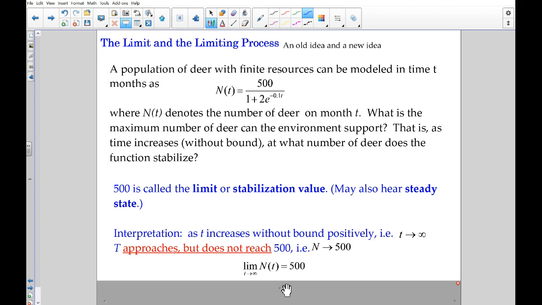What this means in this context, when we are trying to formalize this with some mathematical terms, is we say that 500 is called the limit of n of t. You may also hear the terms stabilization value or steady state. Steady state just refers to what it approaches as time gets arbitrarily large, or what it stabilizes around.